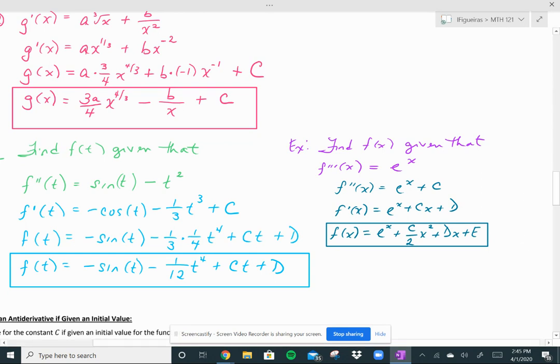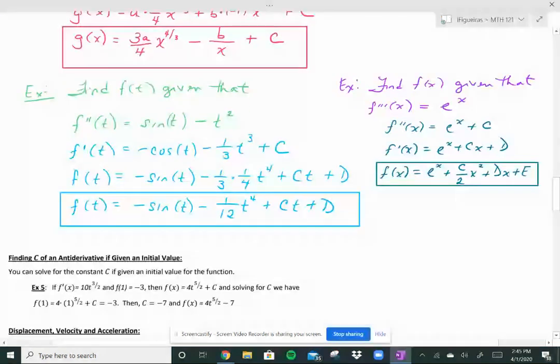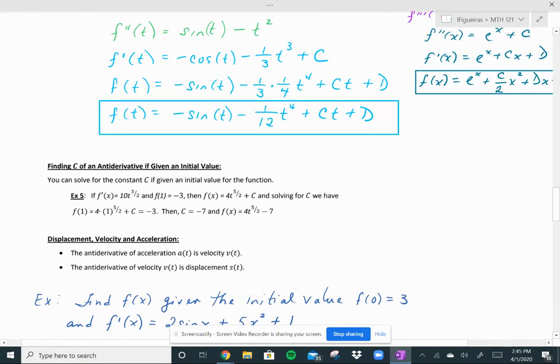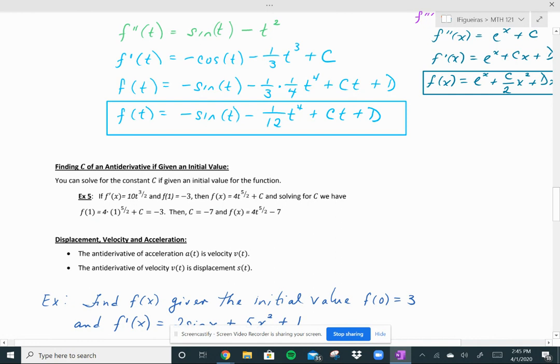Okay. This next part, these are considered to be initial value problems. So with initial value problems, you can actually solve for c. You can find the c value, or the constant, of an antiderivative if you're given some information about initial value. So here's an example. If f prime of x equals 10 t to the 3/2 and f of 1 is equal to negative 3, then you can find f of x.